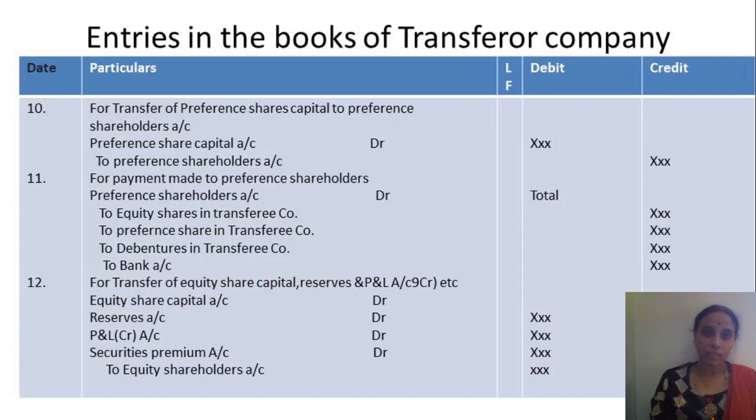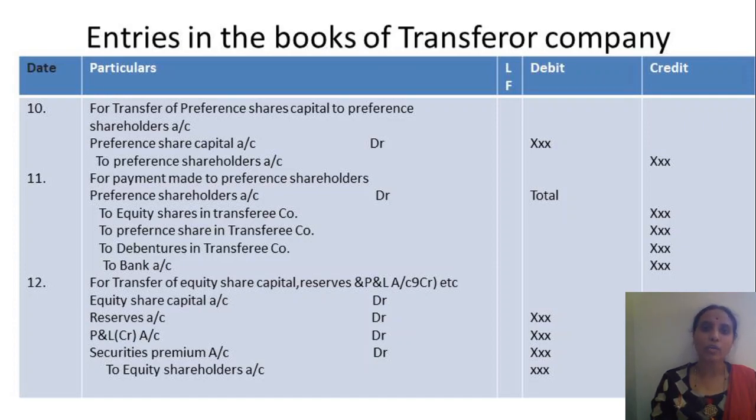Then 10th, for transfer of preference share capital to preference shareholders. The preference share capital that was there, to whom do we transfer it? To the preference shareholders. So the entry is preference share capital account debtor to preference shareholders account. Then the next, 11th, is for payment made to preference shareholders.